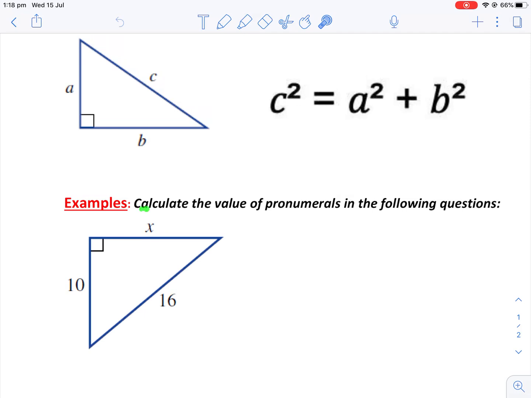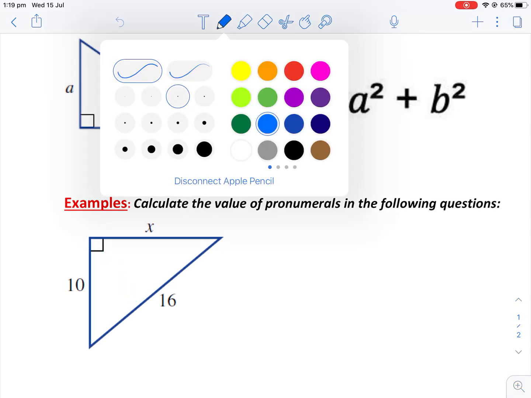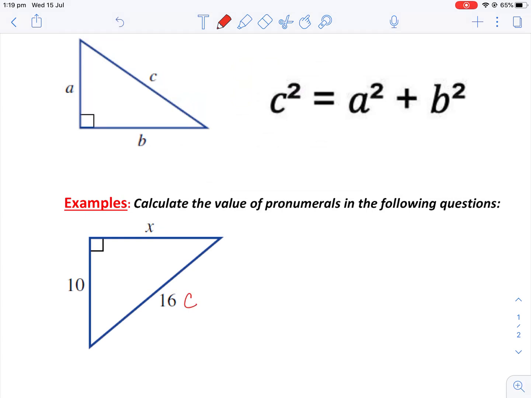The first one is: calculate the value of the pronumerals in the following questions. So this one is a right angle triangle. To use Pythagoras theorem, you have to make sure that the triangle you are working with is a right angle triangle. And this one is a right angle triangle. So the side that is opposite the right angle is the hypotenuse. Let's make it C, hypotenuse. And the other two sides are A and B.